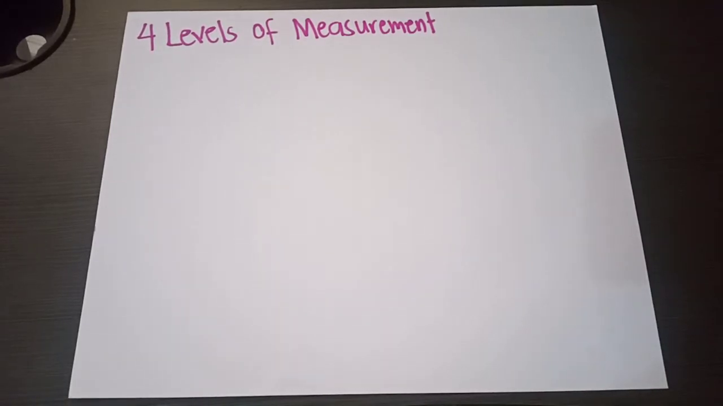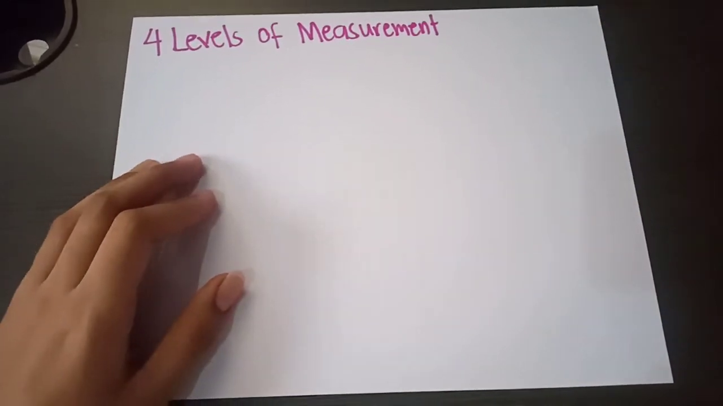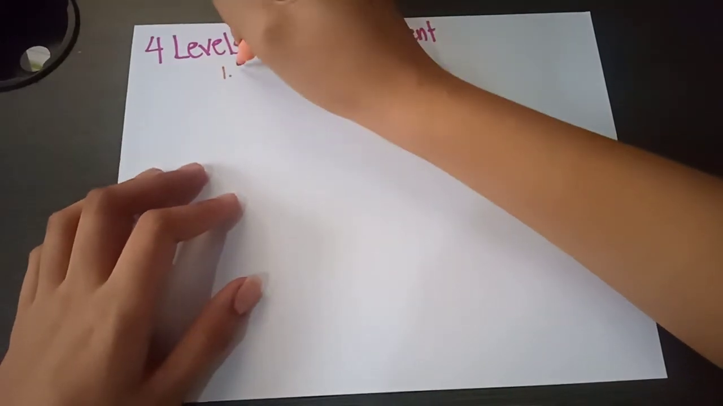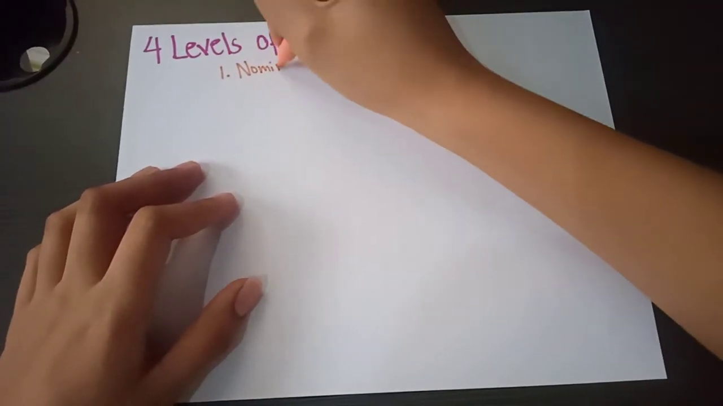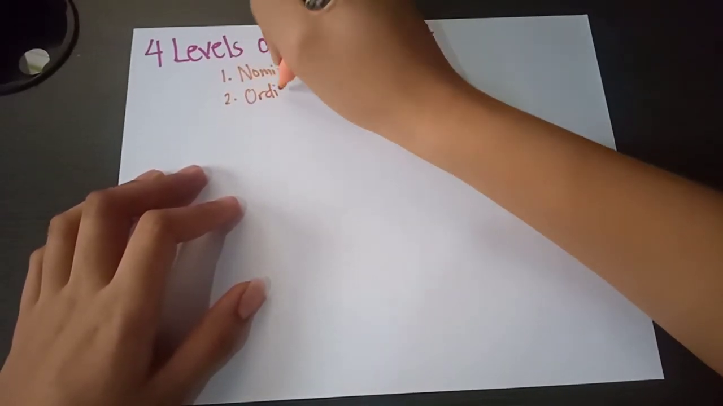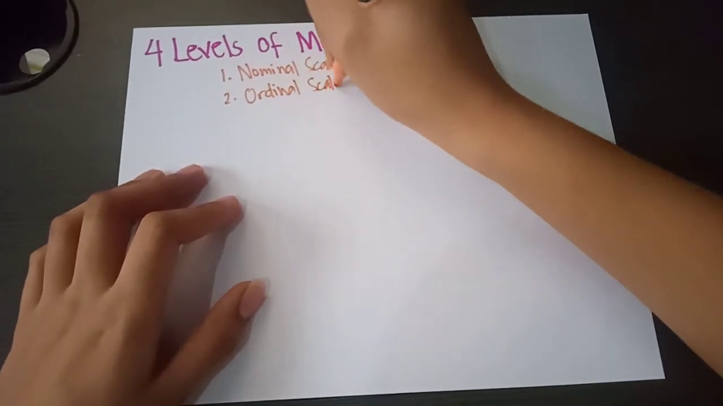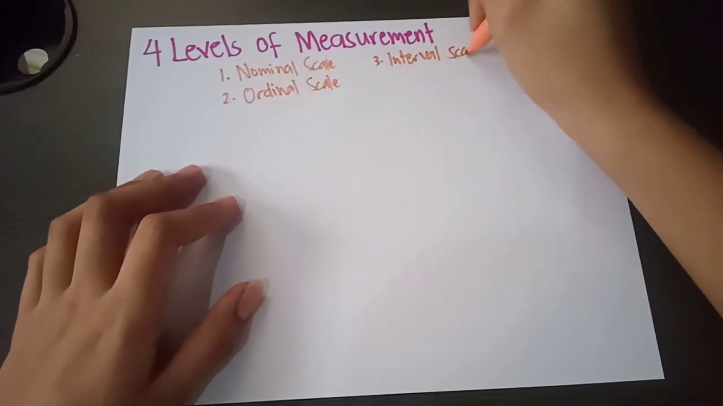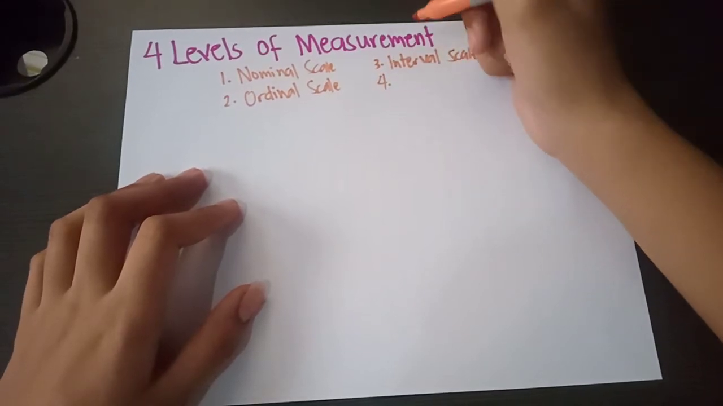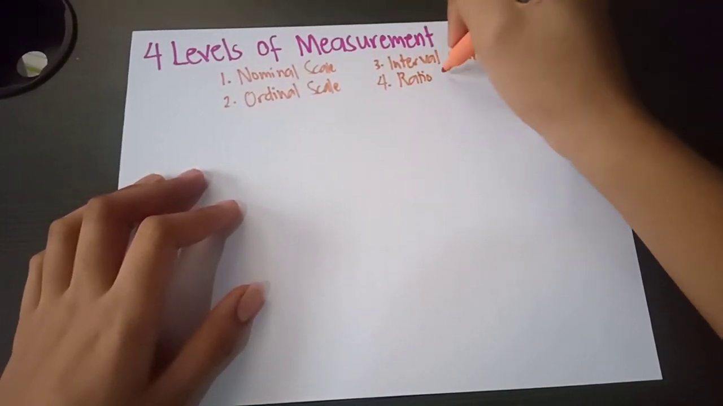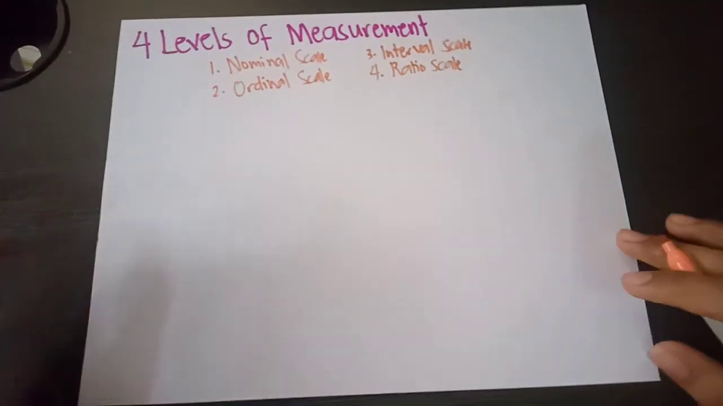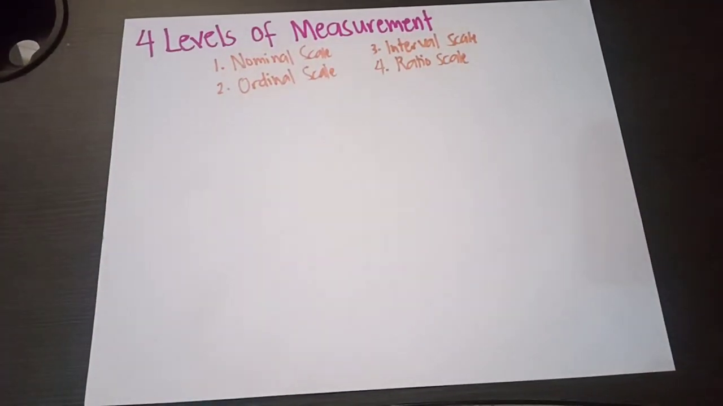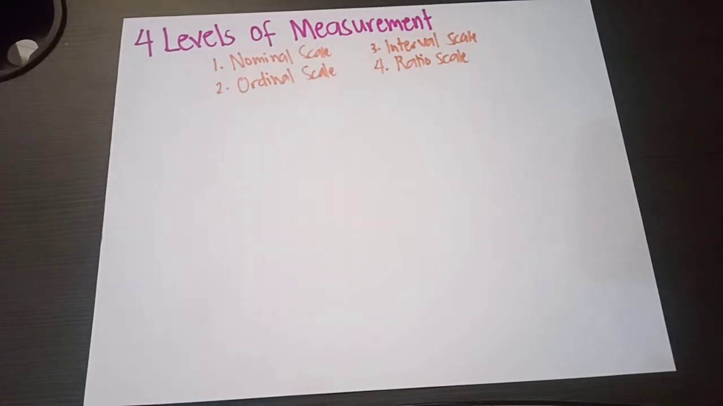And these 4 levels of measurement, let us try to enumerate. The first one is the nominal scale. The second one is the ordinal scale. The third one is the interval scale. And the fourth one is the ratio scale. So these are the 4 levels of measurement, and this can be present among different variables.